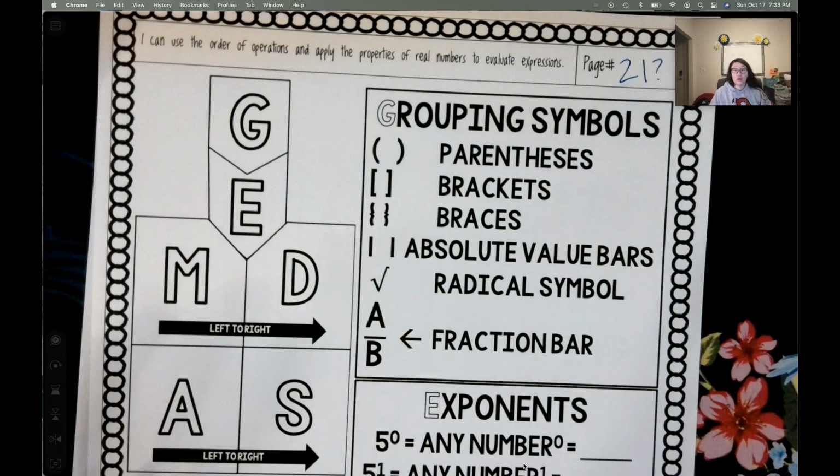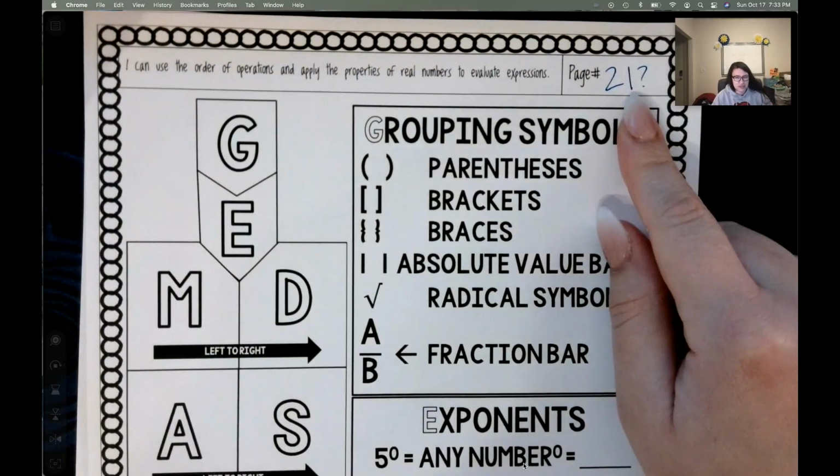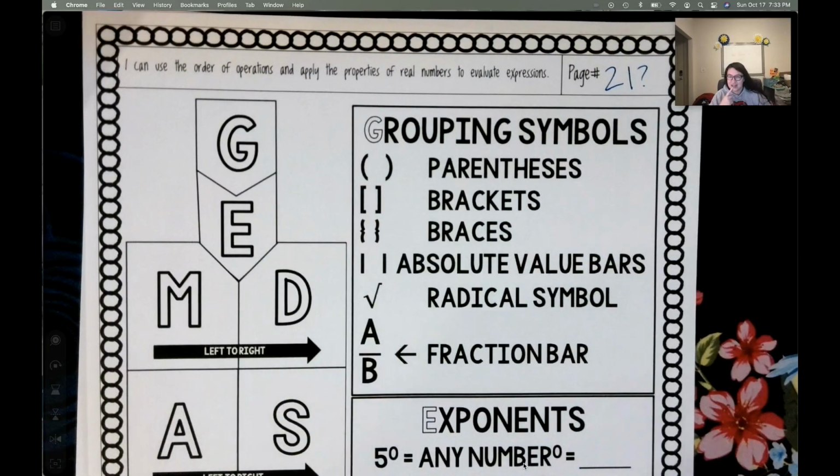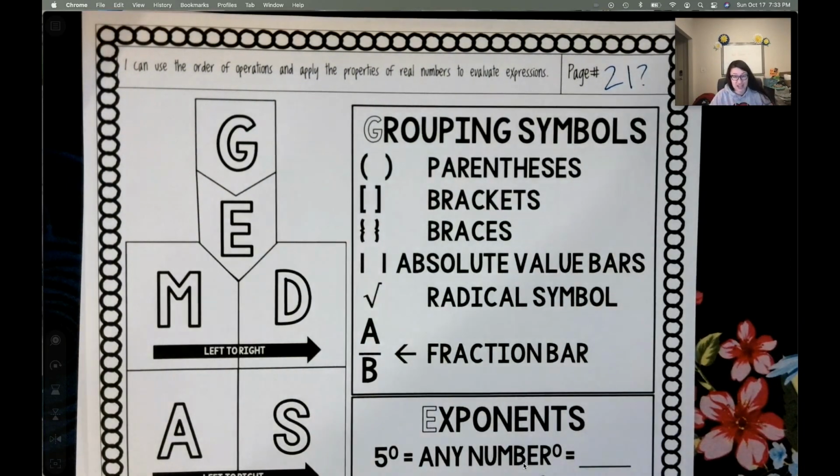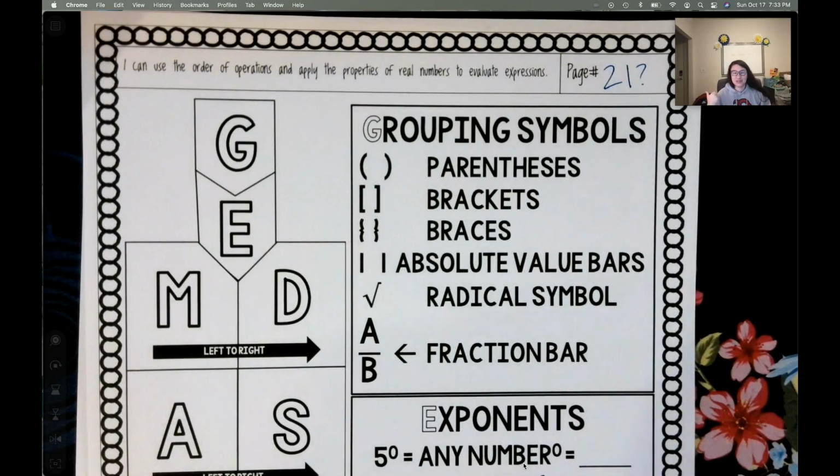Today, we're going to go over order of operations. I think this is going to go into page 21 in your notebook. I'm going to double check when I get to school tomorrow, and it'll be typed out correctly on the playlist. So, double check the playlist.